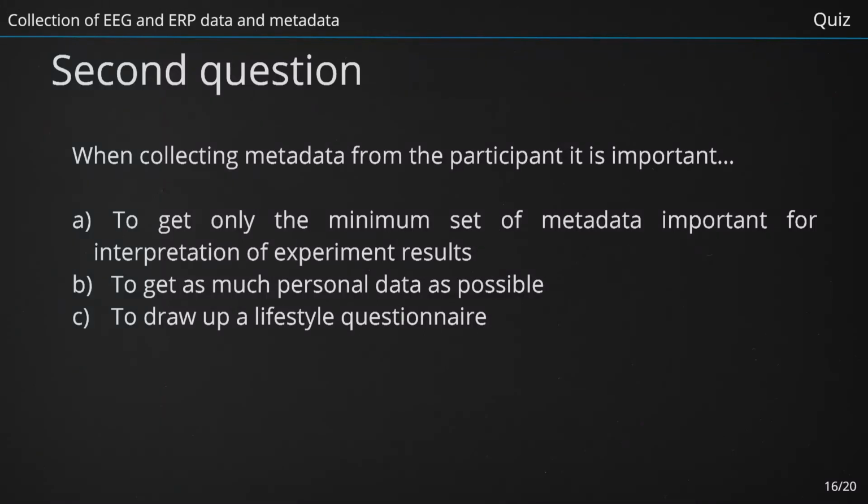When collecting metadata from the participant, it is important: A. To get only the minimum set of metadata important for interpretation of experiment results. B. To get as much personal data as possible. C. To draw up a lifestyle questionnaire. The right answer is A.